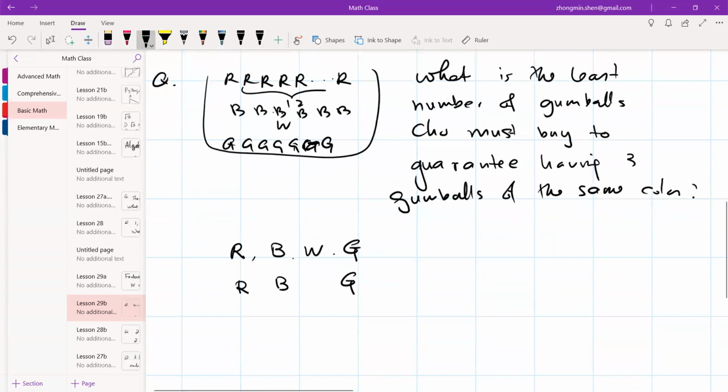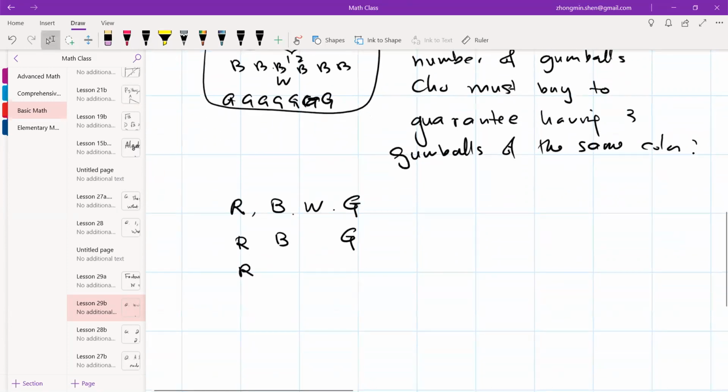So how many already? 1, 2, 3, 4, 7, okay? Then the next one, whatever you buy, cannot be white anyway. The white is already gone. So you can buy a red one, a blue one, or a green one. Doesn't matter, you can always have 3 balls of the same color. So in total you need, in the worst case, 8. If you buy 8, I guarantee you will get at least 3 of the same color. The answer is 8, no matter how. That's the answer, okay?